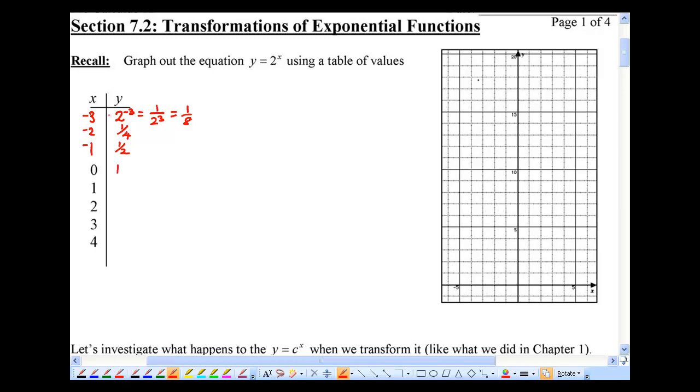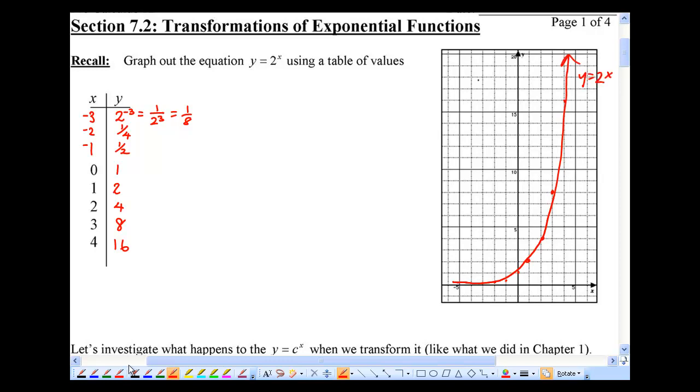Since you remember, I'm just going to tell you all the other ones. 2 to the power of 0 is just 1, 2 to the power of 1 is 2, 2 squared is 4, 2 cubed is 8, 2 to the power of 4 is 16. As we do this, we're going to plot these points again. 1 should be 2, right? 2 should be 4, 3 should be 8, 4 is now 16. We connect the dots. Okay, there's y equals 2 to the power x.